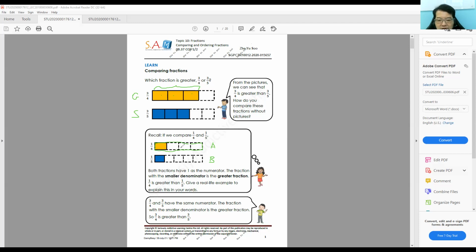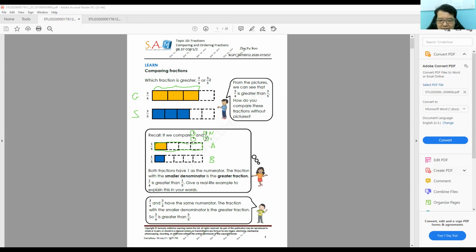Now, which is the bigger piece of chocolate bar that you get? Is it the yellow one or the blue one? Yes, the yellow one, which is 1/4. So what do you notice? When the numerator is the same, what is the numerator? The numerator is the number at the top of the fraction, and the denominator is the number at the bottom of the fraction. So when the numerator is the same in 2 fractions, for example 1 and 1, then you look at the denominator. The smaller the denominator, the greater that fraction is.